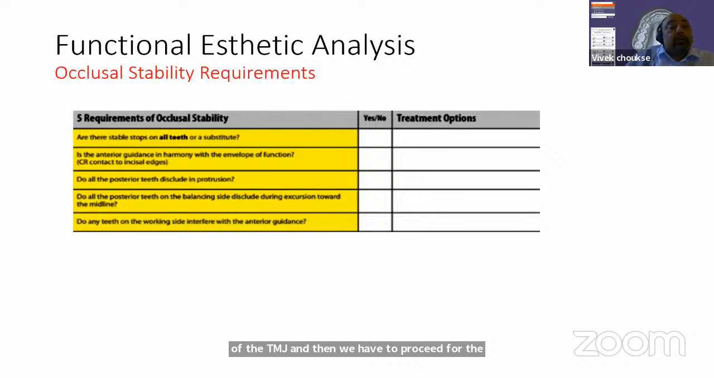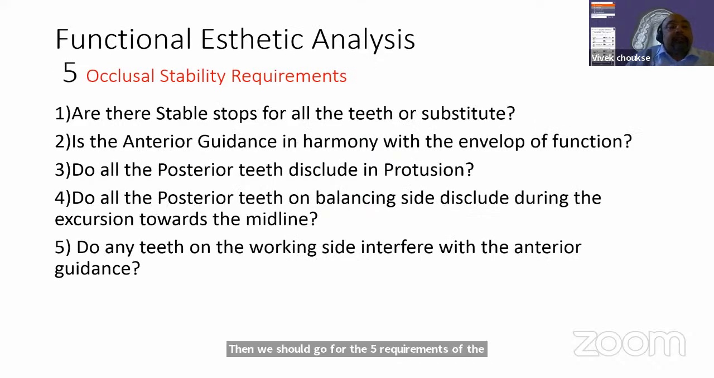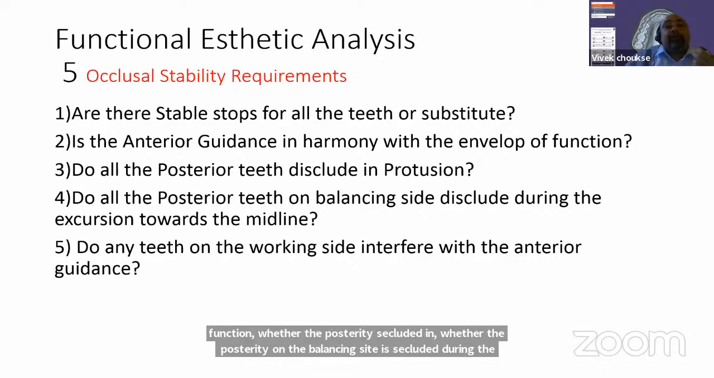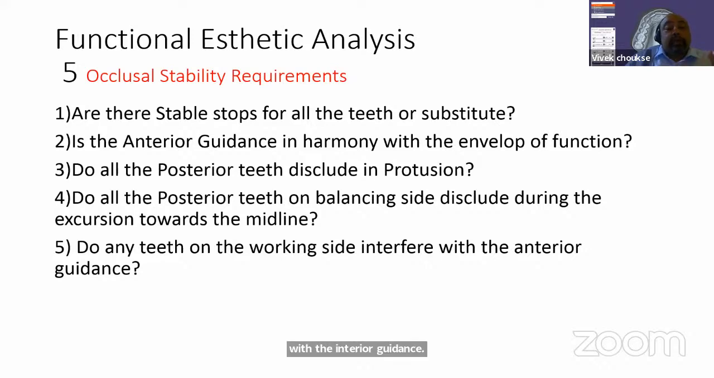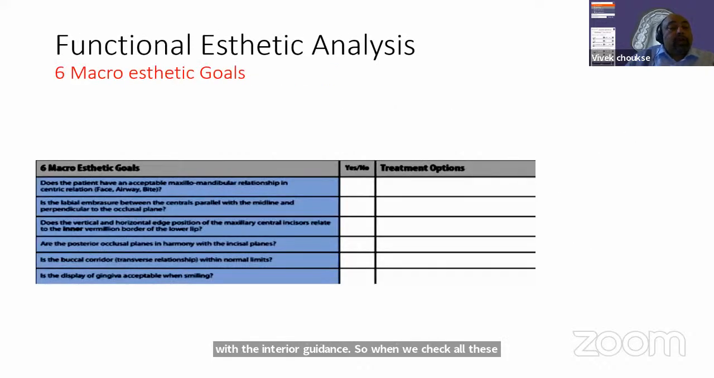Then we should go for the 5 requirements of occlusal stability. What are these 5 requirements, and how do we check? We have to check whether there are stable stops for all the teeth or their substitutes, whether the anterior guidance is in harmony with the envelope of function, whether the posterior teeth disocclude in protrusion, whether the posterior teeth on the balancing side disocclude during excursion towards the midline, and whether there is working side interference with the anterior guidance.